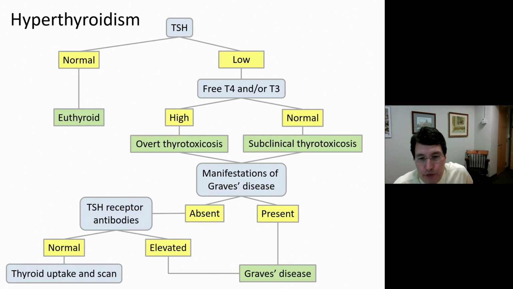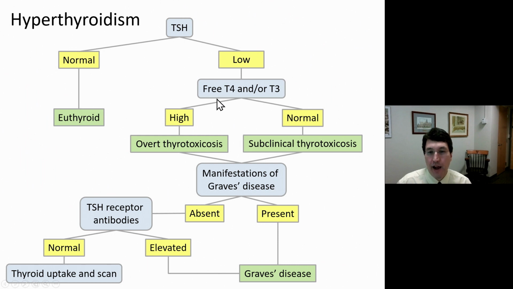Turning to hyperthyroidism, this is a slightly more complicated flow diagram. But once again, when we check a TSH level in a patient who presents with palpitations or weight loss or increased anxiety and it's normal, we can pretty much rule out thyroid dysfunction as an underlying cause of those symptoms. When we check a TSH level and it's low, then we usually want to check free T4 and/or T3 levels to try to stratify the different forms of thyrotoxicosis.